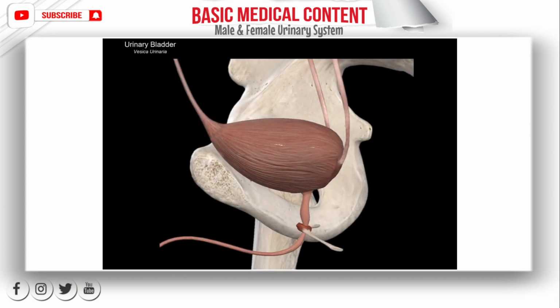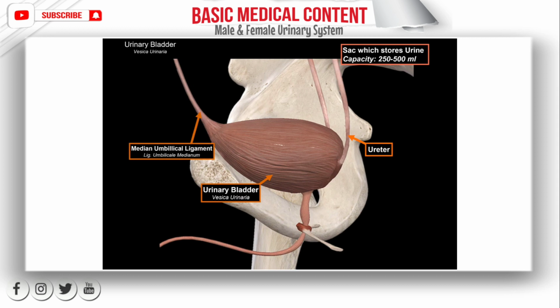Now let's continue and look at the anatomy of the urinary bladder. Now the urinary bladder is a sac that stores urine, and its capacity really depends on the size of the person, but on average it should be around 250 to 500 milliliters. Alright, so here we see the ureter, and here is the urinary bladder, and in the middle of the urinary bladder you will find the median umbilical ligament, which during embryonic life used to be the umbilical arteries, but after birth the umbilical arteries degenerate to become the median umbilical ligament without any proper functions in the body. But anatomically, it's there attached to the urinary bladder.